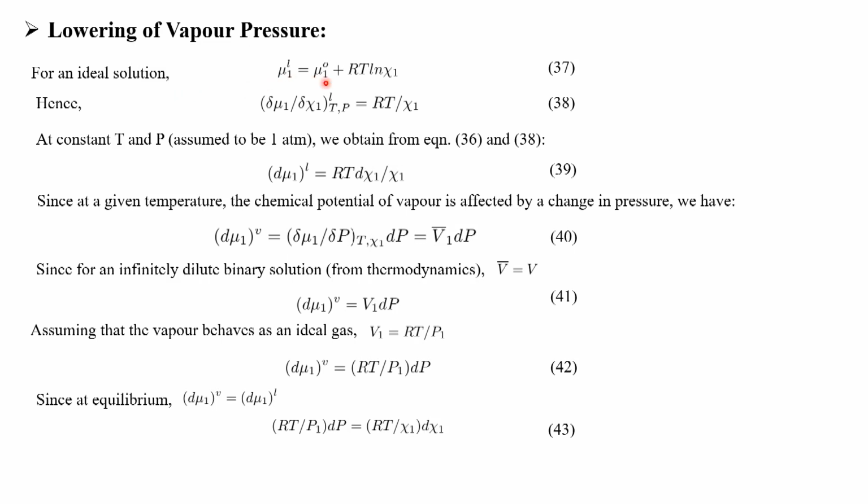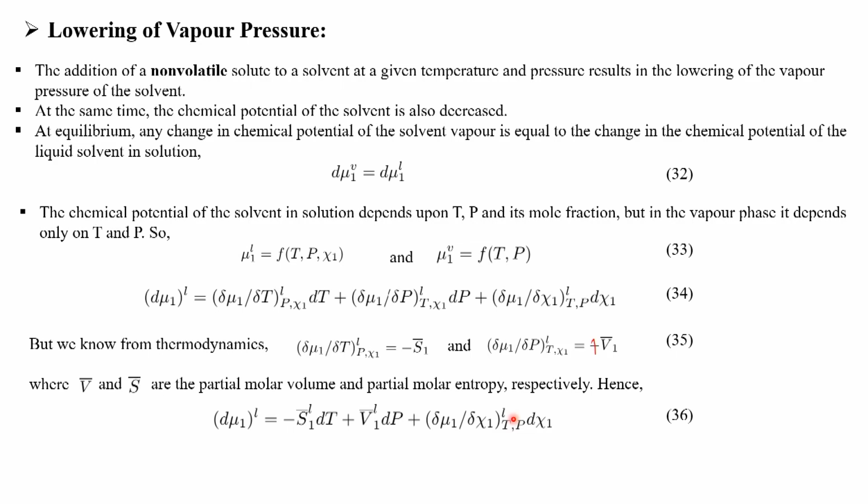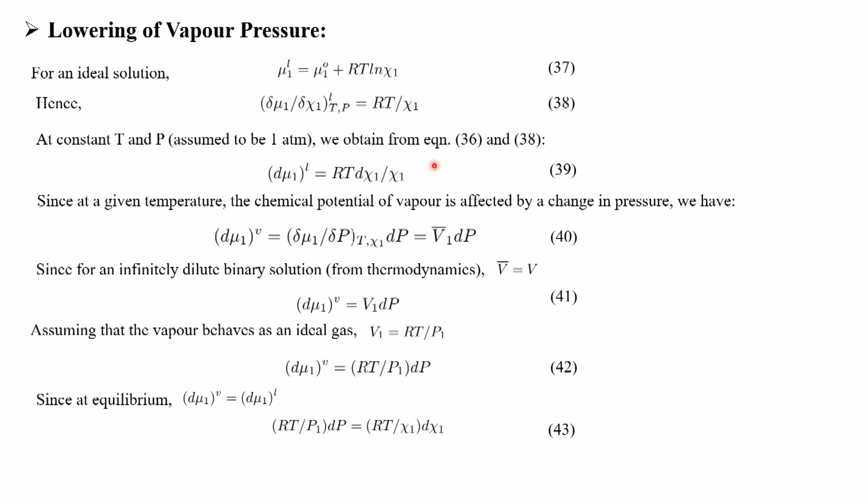For an ideal solution, as we already discussed, mu 1 L is mu 1 naught plus RT ln x1. If you differentiate this with respect to x1, we get RT by x1. So, del mu 1 by del x1 at constant temperature and pressure gives RT by x1. At constant temperature and pressure, assumed to be 1 atmosphere, we obtain from equations 36 and 38 that d mu 1 L is RT dx1 by x1.